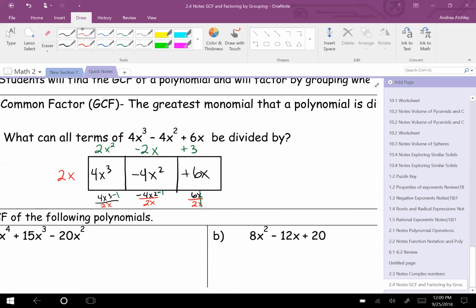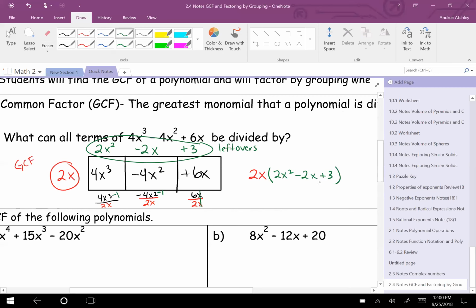Okay. So this right here is what we call the GCF. And this is the leftovers. So what we found, the length of the sides were 2x times the quantity 2x squared minus 2x plus 3. Any questions over that?